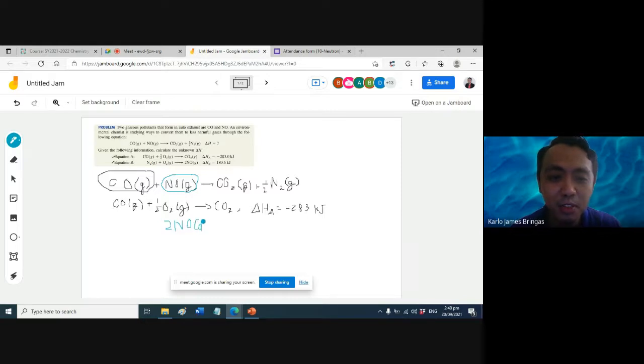So struggle to have to write this one down. Nag-charge pa ako ng tablet ko and all, thinking that I would be able to use it, pero hindi pala.